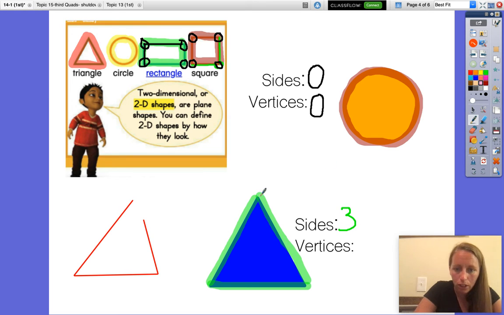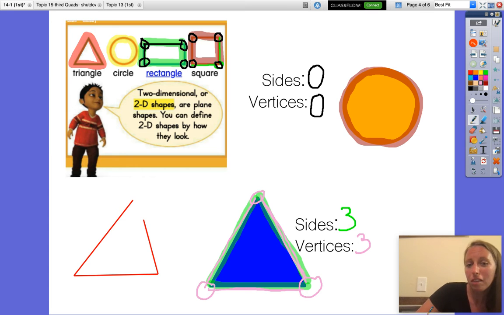Let's take a look. Where this side and this side come together, here's a point. Where they come together, that's one vertice. Where this side and this side come together, that's another vertice. And then where this side and this side come together, that's a third vertice. So this has 3 sides and 3 vertices.